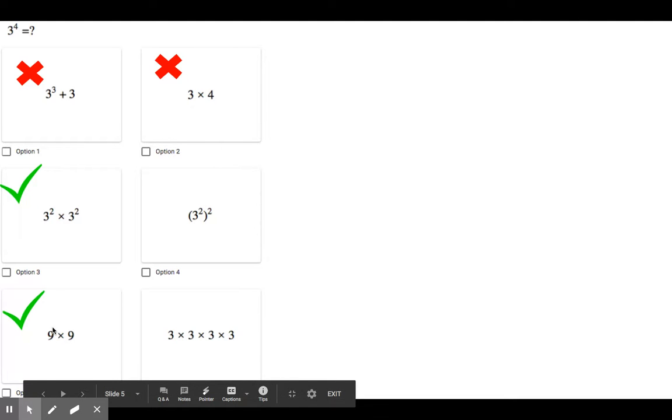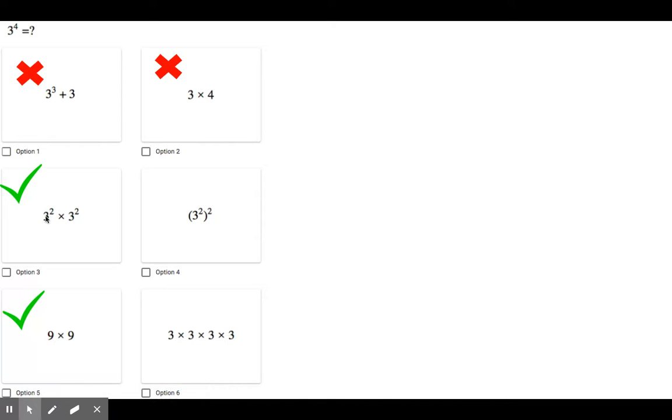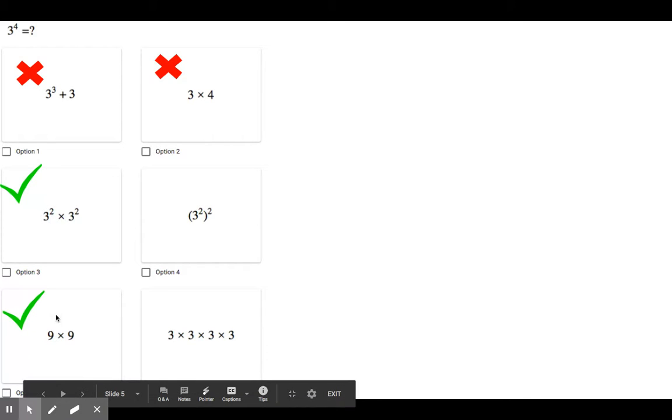Likewise, this would also be correct, right? It's because 3 squared is 9. So we see the powers written here, but then we know that 3 squared is 9. So these two are the same, and they both equal 3 to the fourth. And this would be correct, right? Because 3 to the fourth means that there are 4 threes being multiplied, which is shown here.